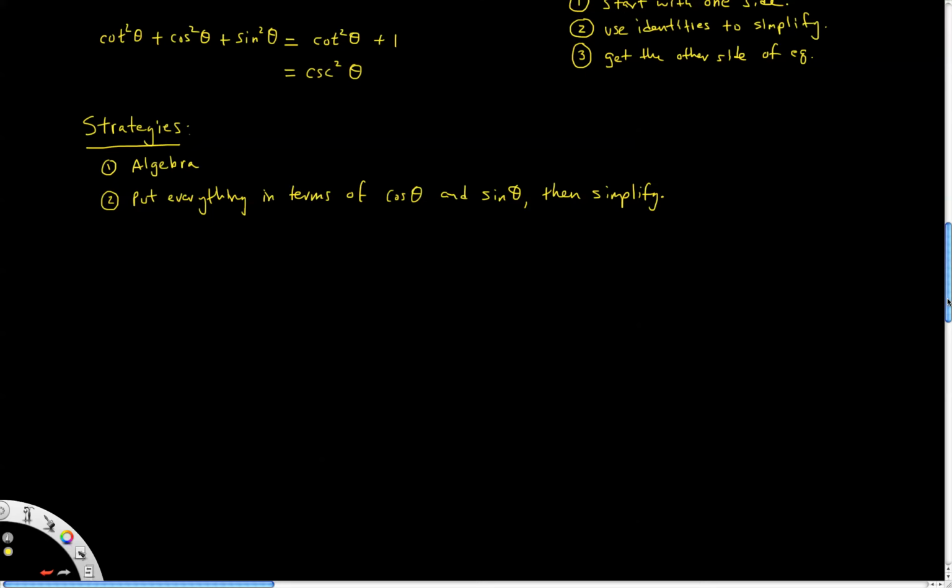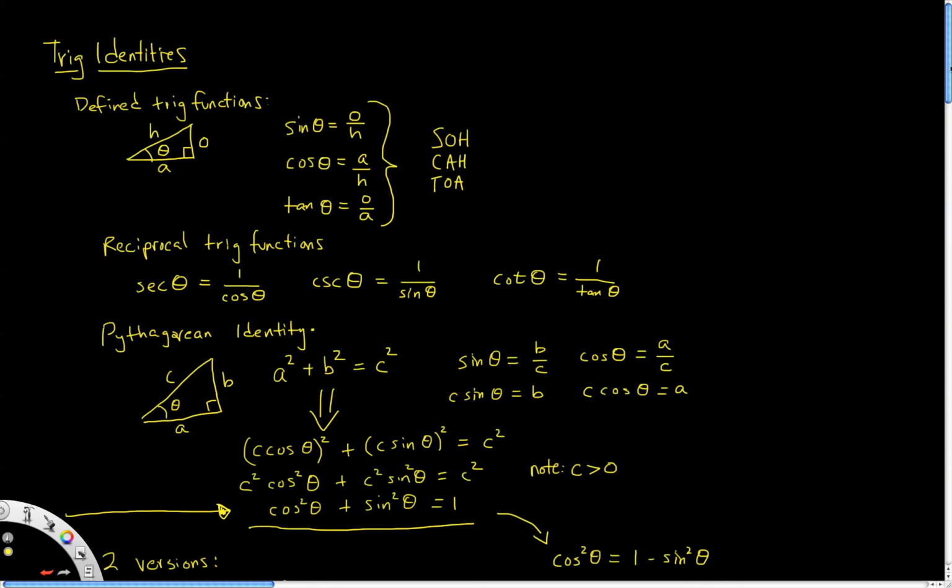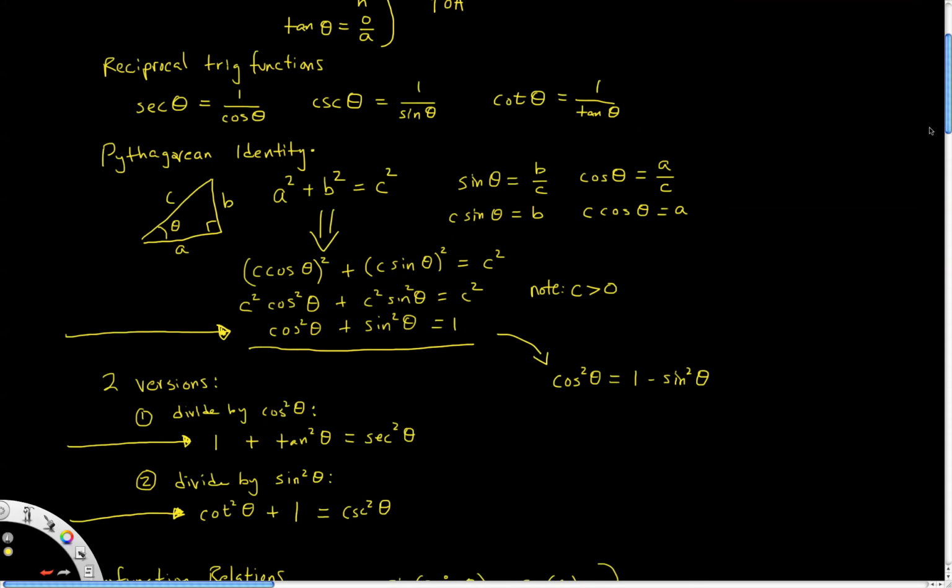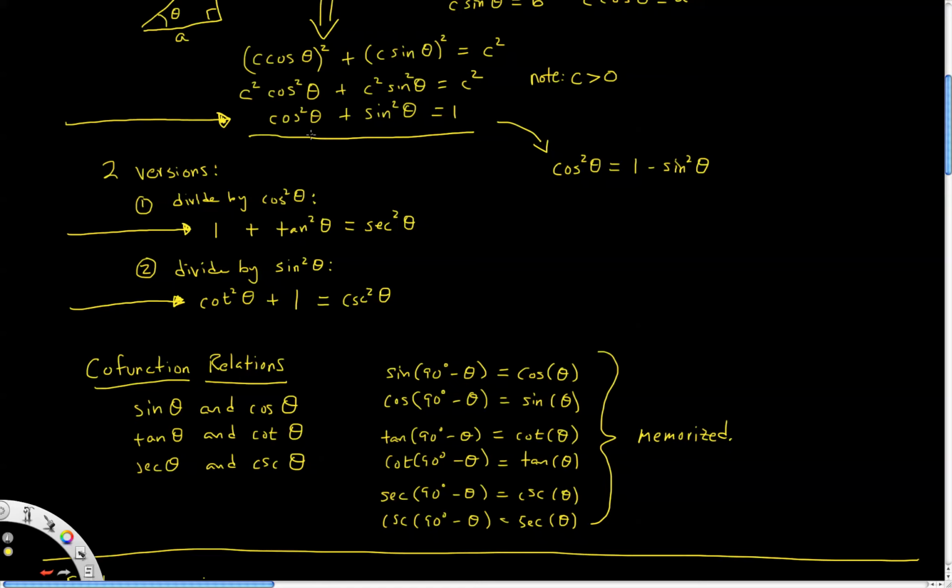As a quick review, let's go back up to the beginning. You need to know the definitions of sine, cosine, and tangent, the SOHCAHTOA rule. You need to know how secant theta, cosecant theta, and cotangent are defined. You need to remember the 3 Pythagorean identities. So cosine squared theta plus sine squared theta equals 1. 1 plus tangent squared theta is equal to secant squared theta. And cotangent squared theta plus 1 is equal to cosecant squared theta. And last, you need to remember all of the cofunction relations.